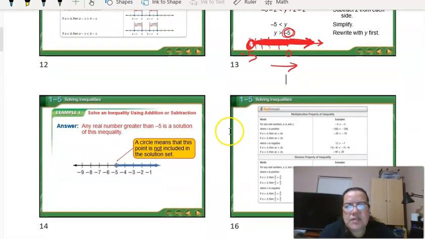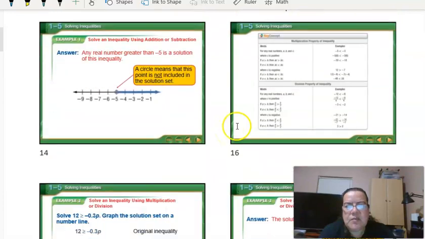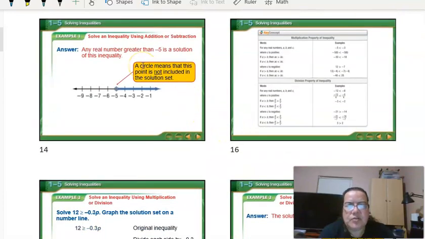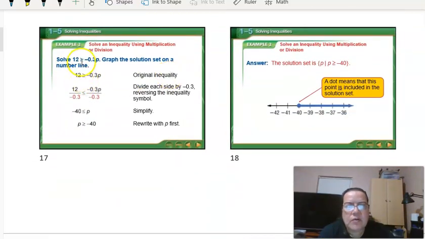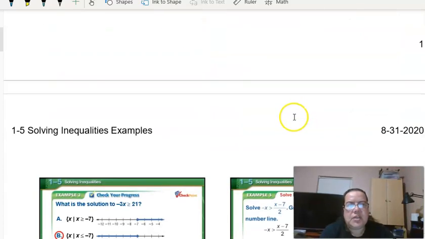So you'll have some more examples, and it explains a little bit more here how a circle means that the point is not included. But if you have a line like you do here, then you would make it a dot, like an actual colored line. Because if the solution is all p's such that p is greater than or equal to negative 40, then if it is equal, then you do shade it in.